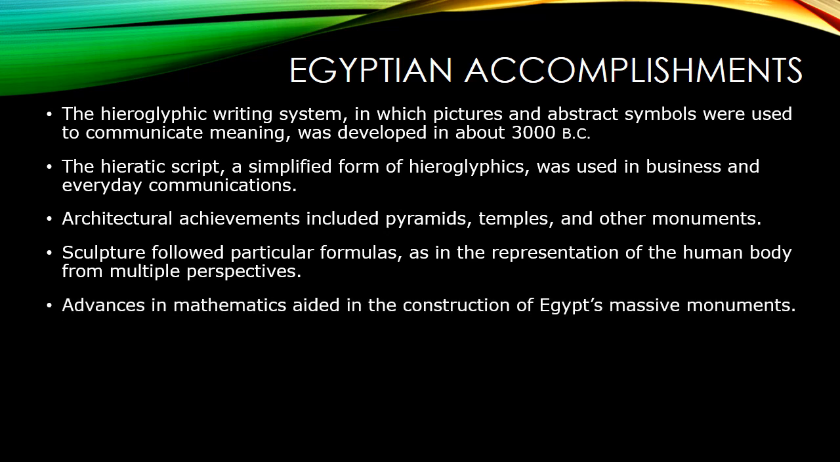Advances in mathematics aided in the construction of Egypt's massive monuments. There was a lot of trigonometry used, obviously, and geometry used in the building of these massive structures, the Sphinx, the Great Pyramids, all these things that they built. They didn't just throw it together. There was a lot of thought that went into this, a lot of mathematics. The Egyptians also created an accurate 365-day calendar. So we see just how innovative these people were.